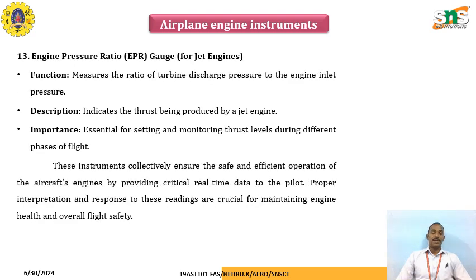Finally, coming to the last instrument, the engine pressure ratio gauge. It measures the ratio of the turbine discharge pressure to the engine inlet pressure. This is very important, where the turbine discharge pressure and inlet pressure should be correlated during the operation of the engine. It indicates the amount of thrust being produced by the engine, which is essential for setting and monitoring thrust level during different phases of flight.